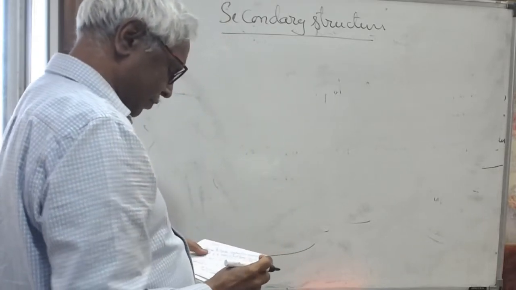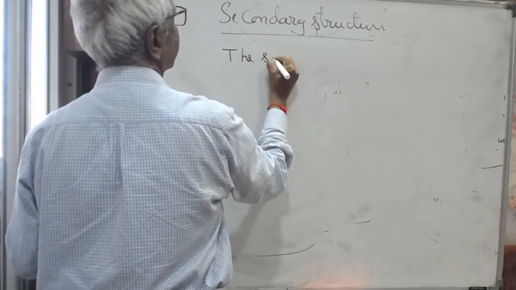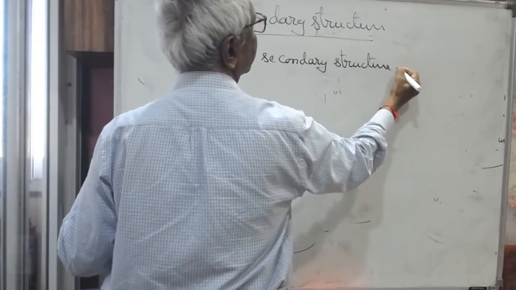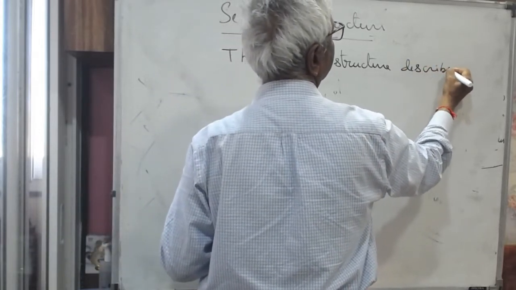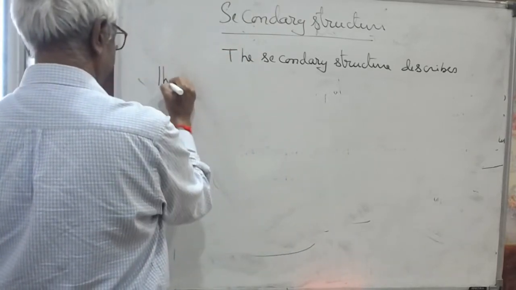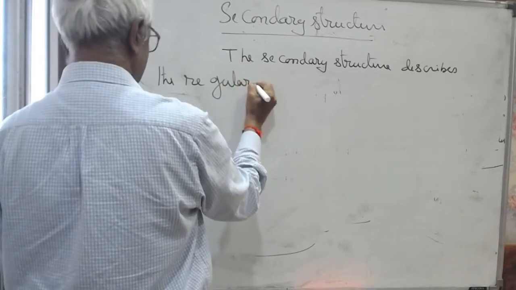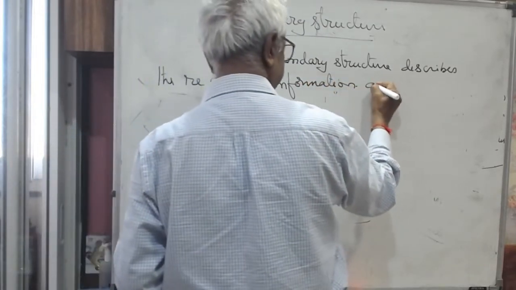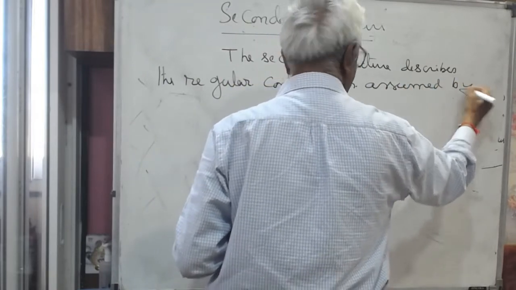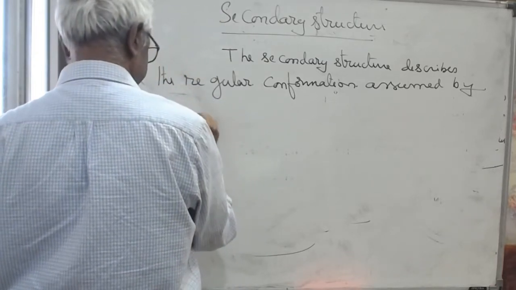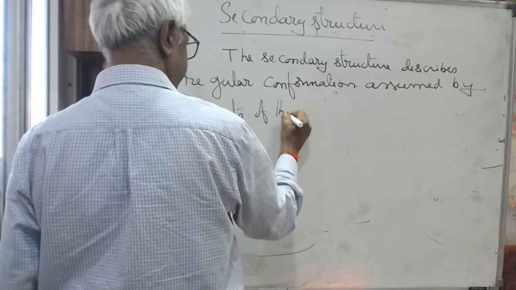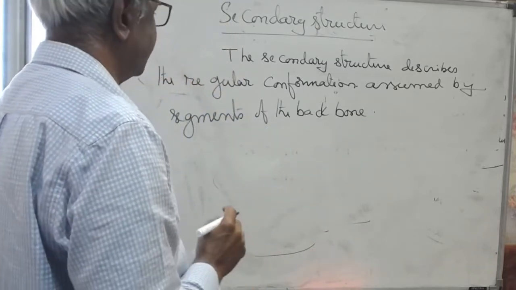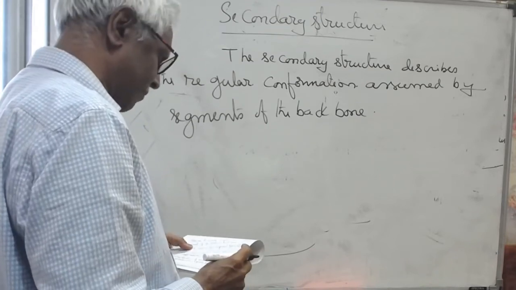The secondary structure describes the regular conformation assumed by the segments of the backbone.